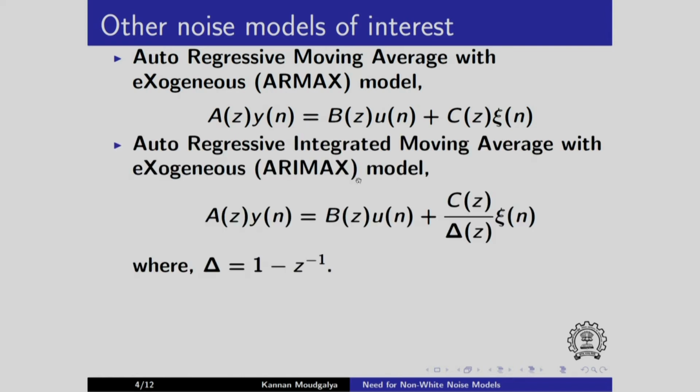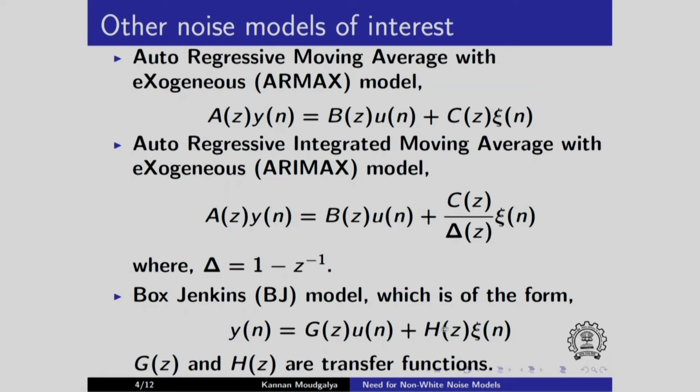And then ARIMAX, which is nothing but the white noise is integrated. This is apparently very important for industrial processes, for example in chemical engineering. We have the Box-Jenkins model, which is a general model of this form, G and H, where G and H are arbitrary transfer functions.